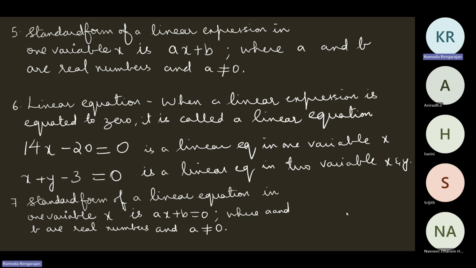Okay. So now I need to tell you about the standard form of a linear expression and a linear equation. Let's understand them. I'll just take an example. It's easy to remember the standard forms. Now let's just take an example, say something like 6x plus 5. Now this is a linear expression in one variable x.